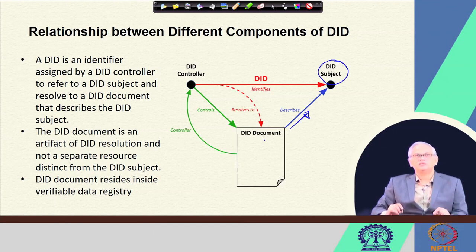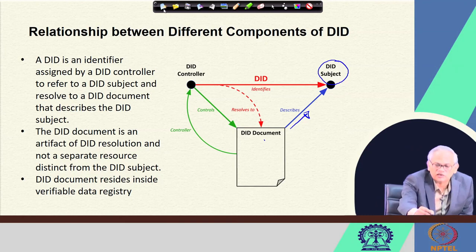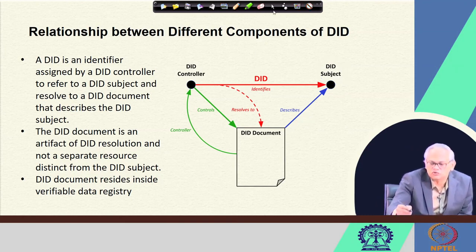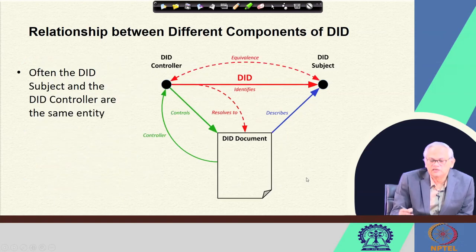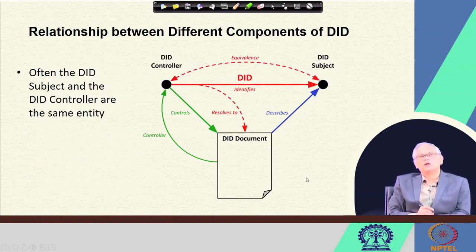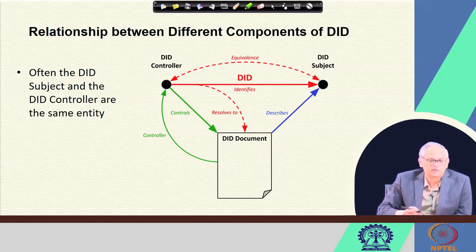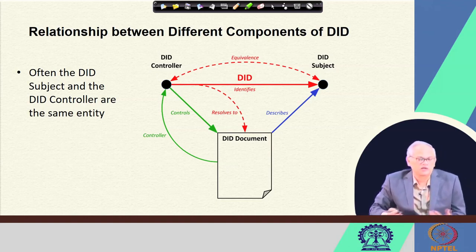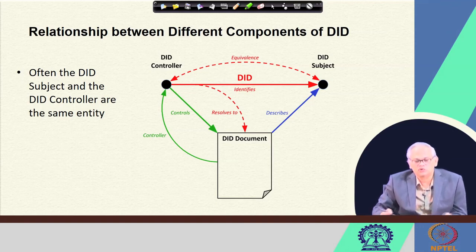And the DID document is indeed an artifact of DID resolution. So, a DID will resolve to a DID document, and it is not a separate resource. And finally, the DID documents reside inside the verifiable data registry, as we have mentioned in the architectural diagram that we had shown. And of course, we said that the DID controller also could be the same as the DID subject. So, that is another example where the DID subject and the controller are the same identity. So, we show that this DID controller is equivalent to the DID subject.